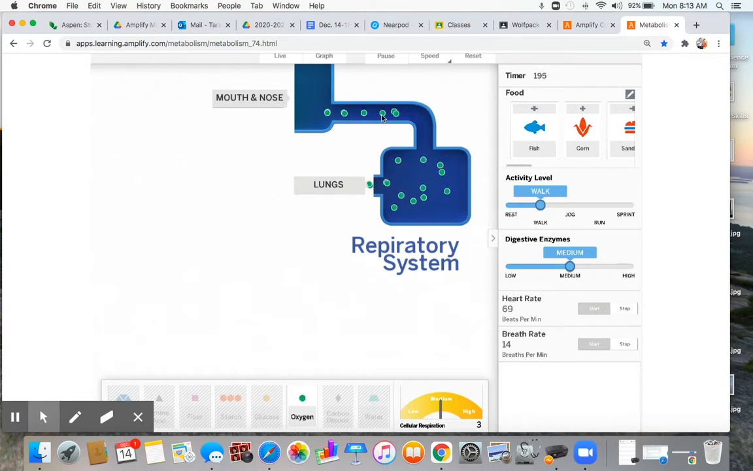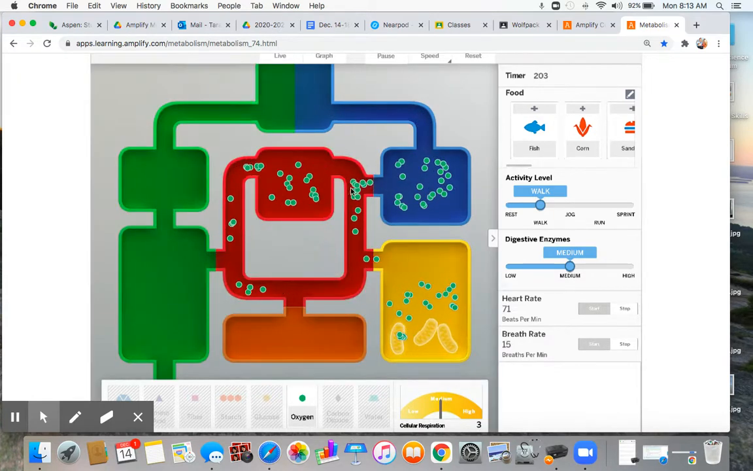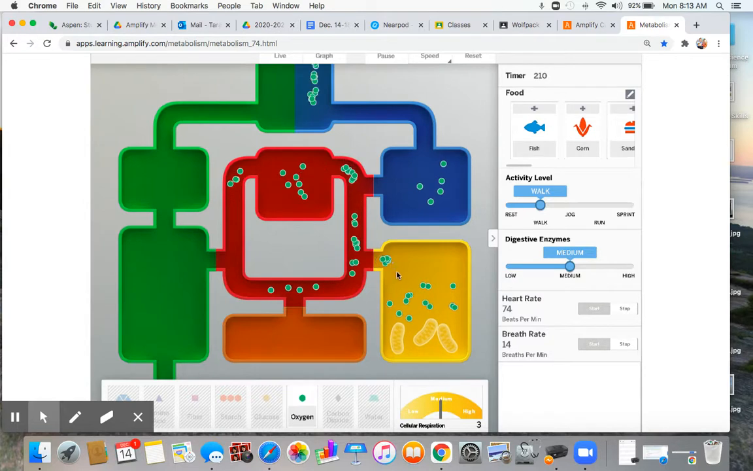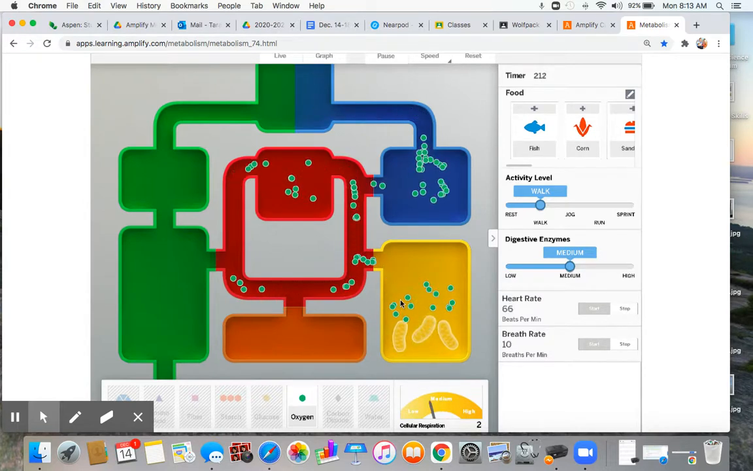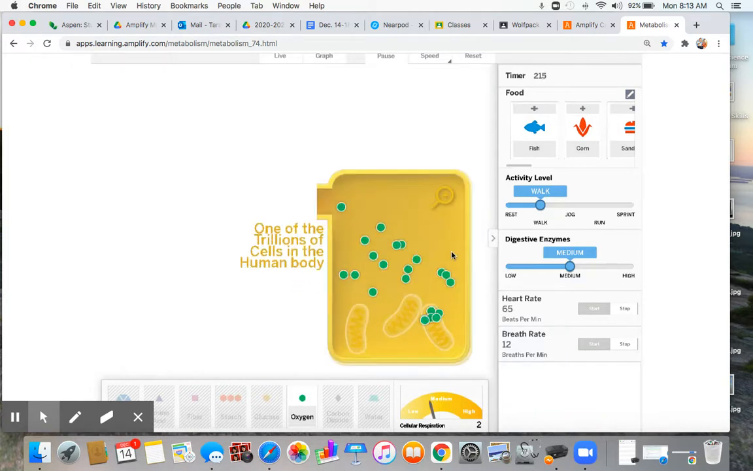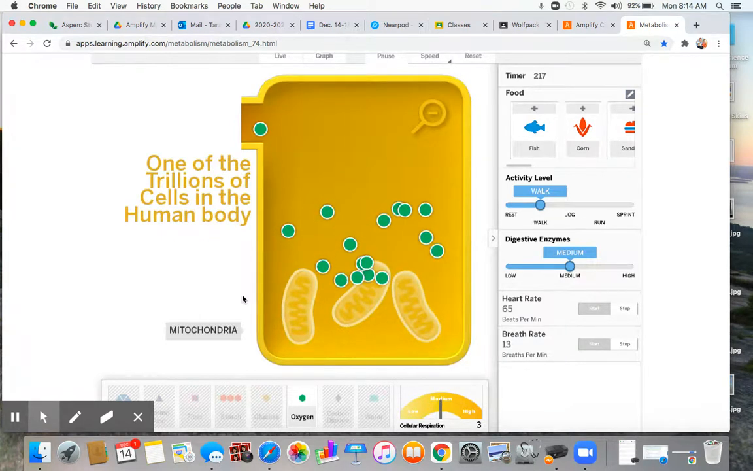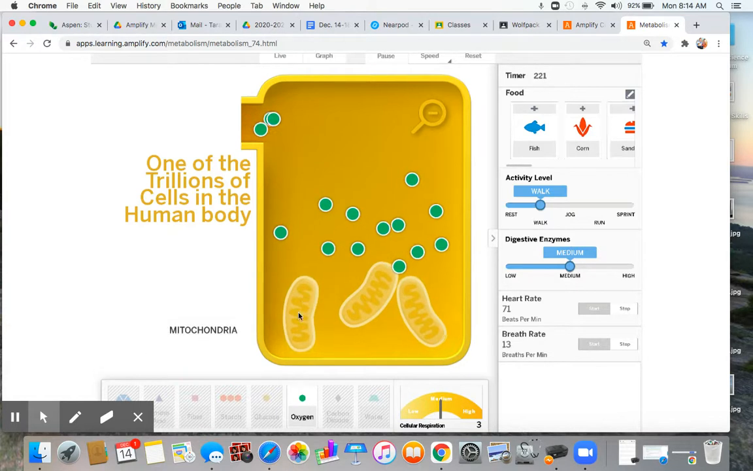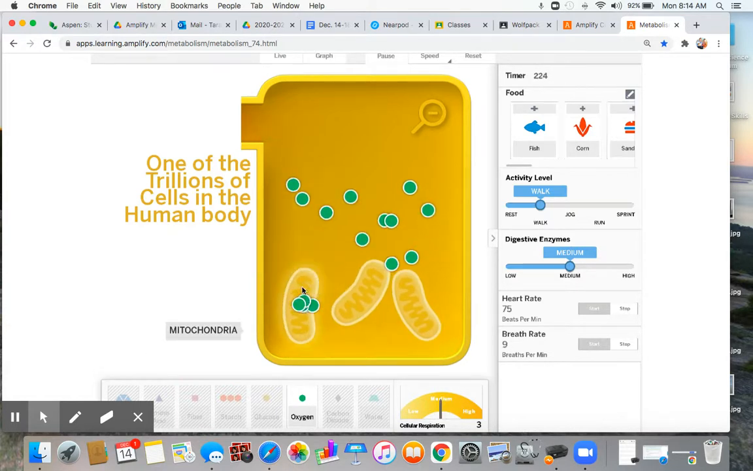So our respiratory system, our mouth and nose takes in those oxygen molecules. They travel to our lungs and then head into our bloodstream in our circulatory system and end up in all the cells of our body here. And we know from our reading that our cells need oxygen for energy. So that's what's happening in the mitochondria.